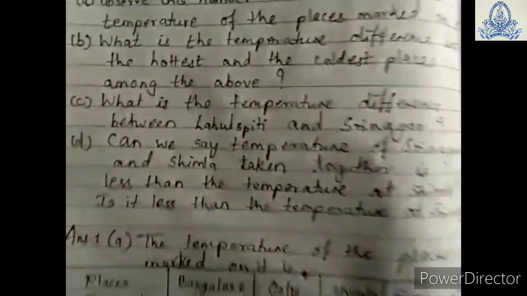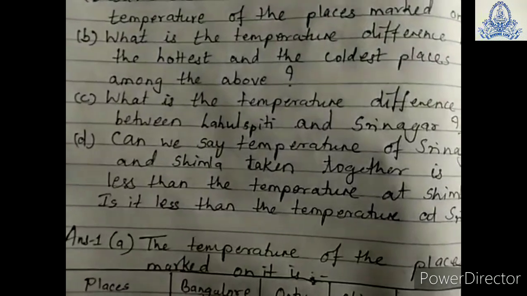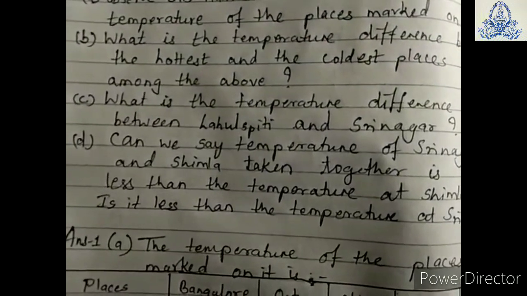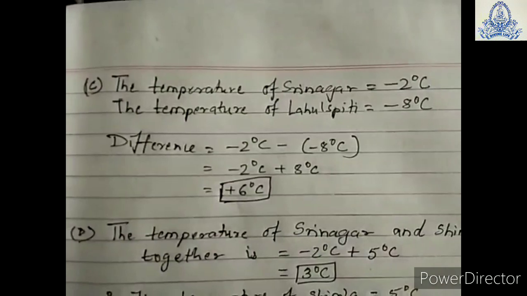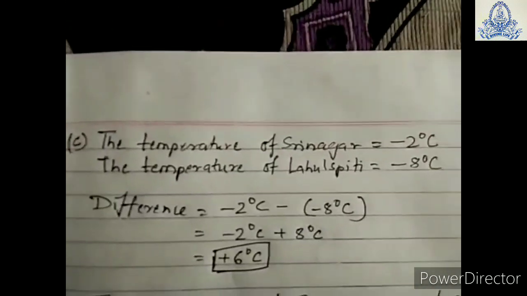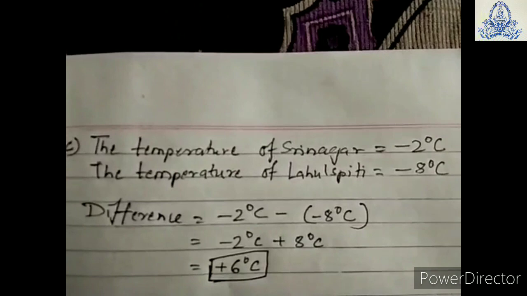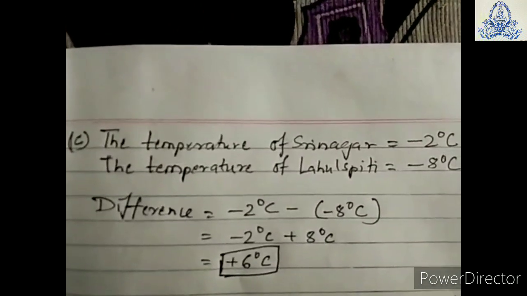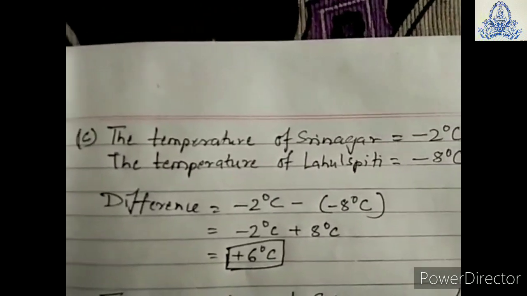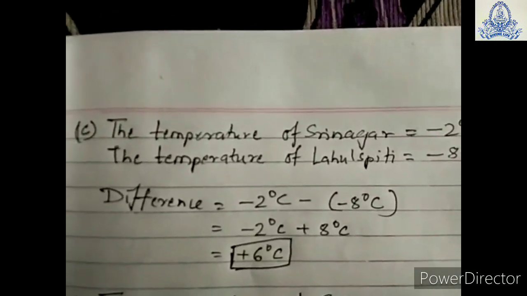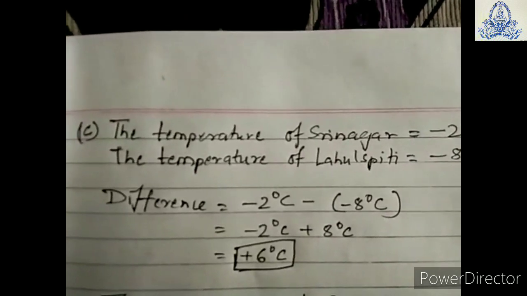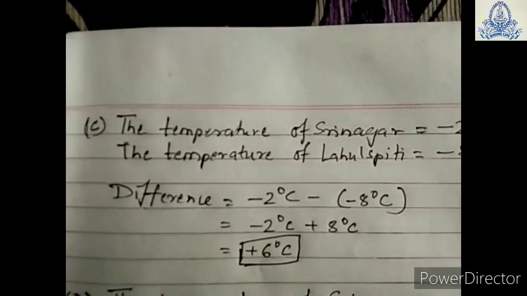Okay, now question number C. In question number C, they have asked what is the temperature difference between Lahaul Spiti and Srinagar. The temperature of Srinagar is -2 degrees Celsius, and the temperature of Lahaul Spiti is -8 degrees Celsius. So the difference between both is -2 degrees minus -8 degrees Celsius. So minus will become again plus. So -2 degrees plus 8 degrees Celsius, we are getting +6 degrees Celsius.